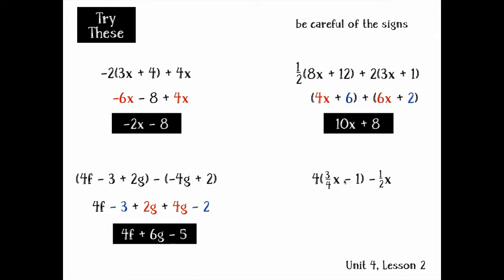And then down in the bottom, 4 times 3/4 is 12/4. 12/4 is 3, so that gives me 3x. 4 times negative 1 becomes negative 4. Then I'm subtracting 1/2 of an x. Now, if I do 3x minus 1/2 x, that gives me 2.5 x's. But in algebra, we try to keep things in improper fraction form. So 2.5 as a fraction is 5/2 times x minus 4.